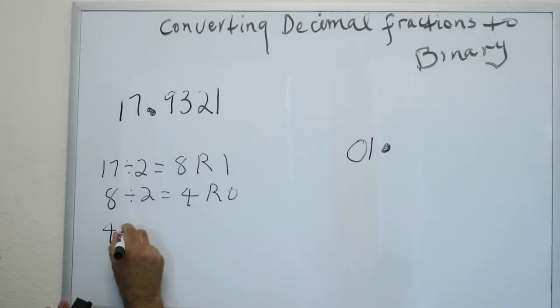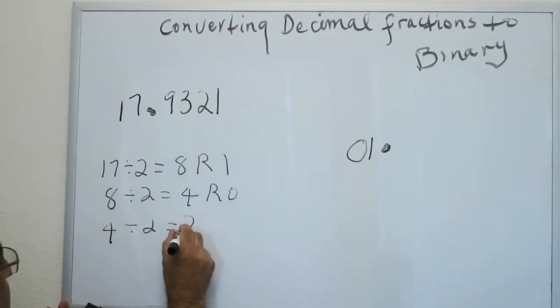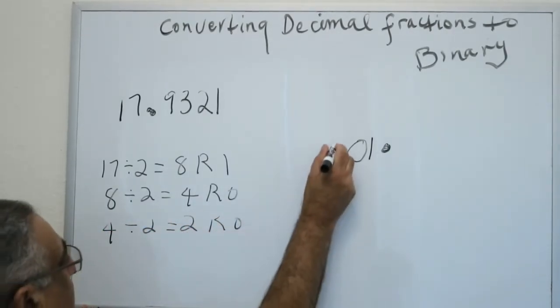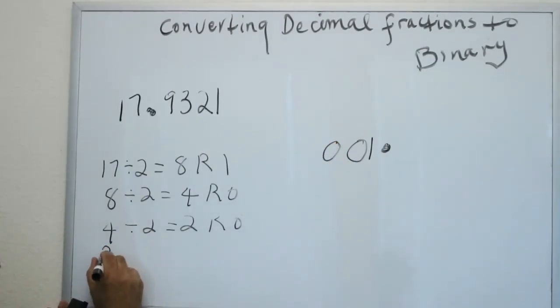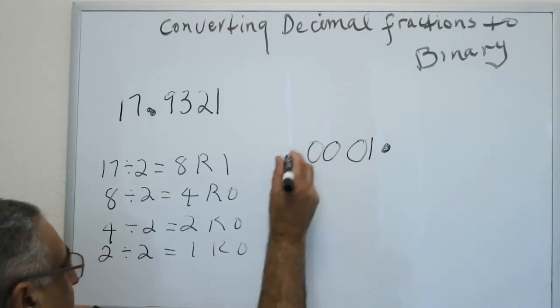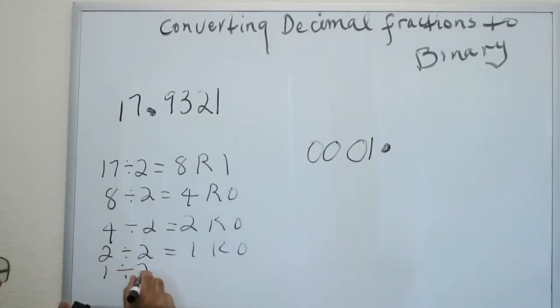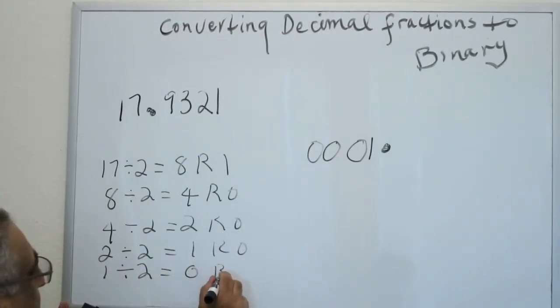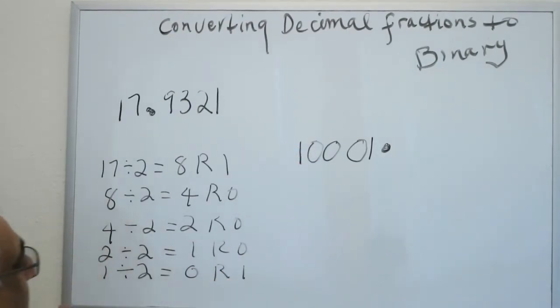Now take 4 divided by 2, which is going to be 2, remainder 0. Now how about 2 divided by 2, which is 1, remainder 0. Then I take 1 divided by 2, which is 0, remainder 1. So this number is 10001. That's 17.